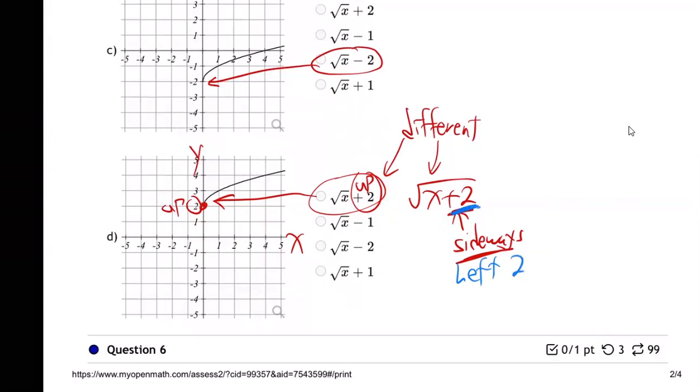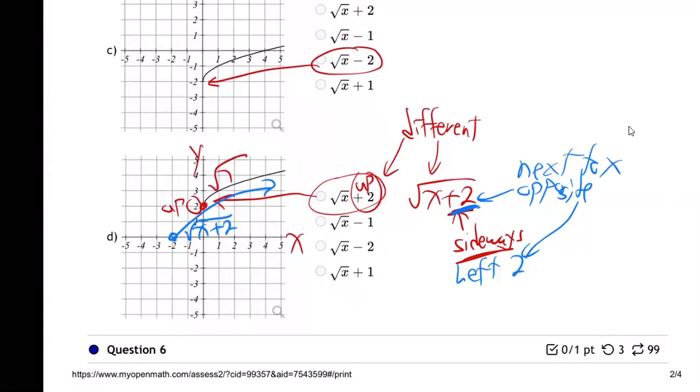You might think plus is right, but remember, it's always opposite next to x, so that would be left 2. That graph would be right over there. Just want you to see that difference. That'd be square root of x +2 in the parentheses, and this is not that. This is square root of x, +2 outside the parentheses. See that difference? So there we go.